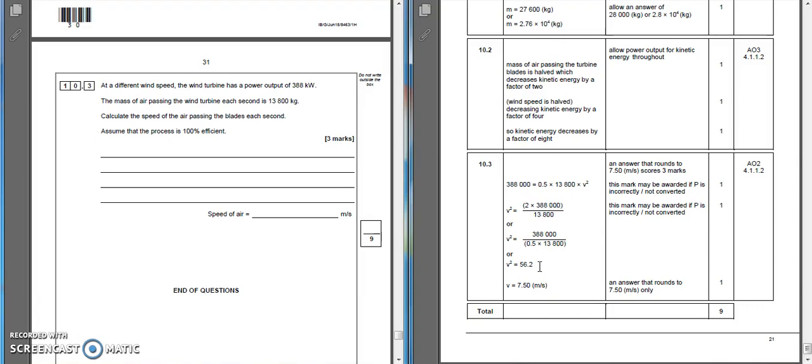It does say in the mark scheme that we're looking for an answer that only rounds to 7.5, otherwise it's not being accepted.